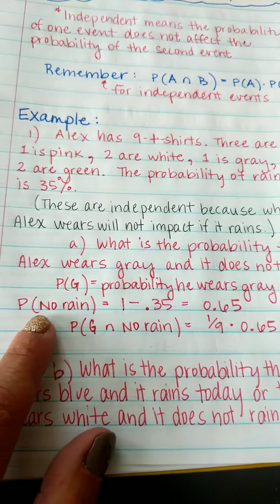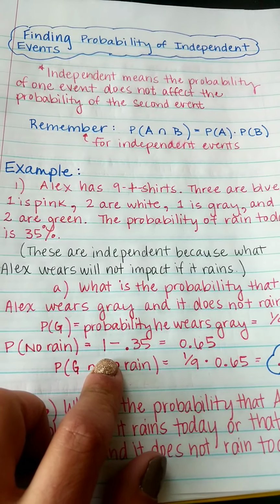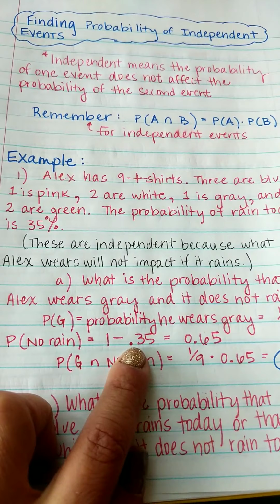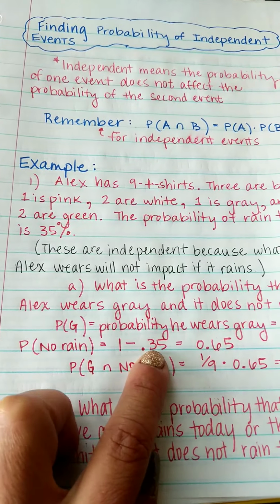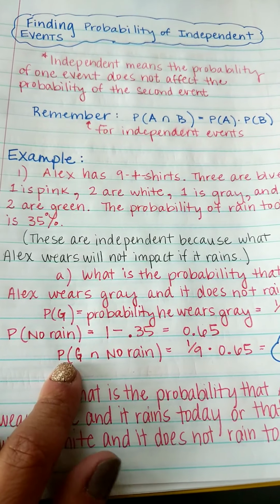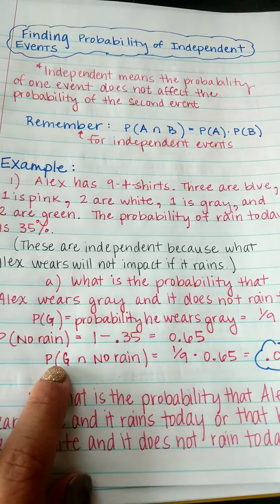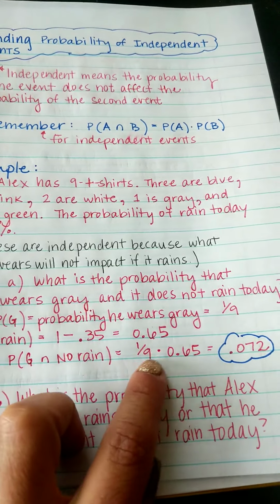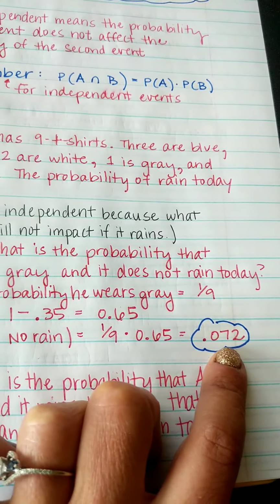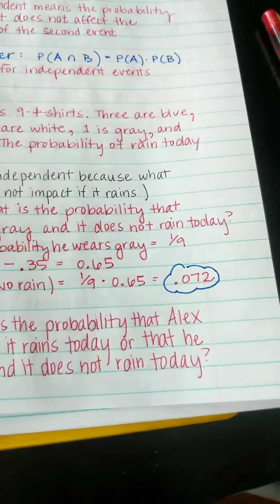The next event it talks about is that there's no rain. Now, we were given the probability of rain is 35%. So we say, okay, we do 1 minus 0.35, moving that decimal twice, because if this is how likely it is to rain, this is how likely it's not to rain, okay? And now we say, okay, according to our formula, we multiply the likelihood of each event to get the likelihood of both happening. So likelihood of gray shirts and no rain, I take the 1/9 I found times the 0.65 I found to find out there's a 0.072 chance that he'll wear gray and it will not rain, which is the same as saying 7.2% chance. Okay, last example.